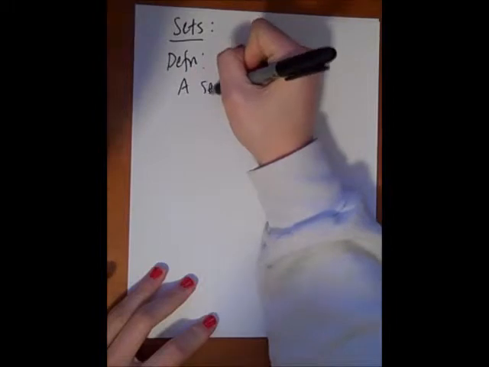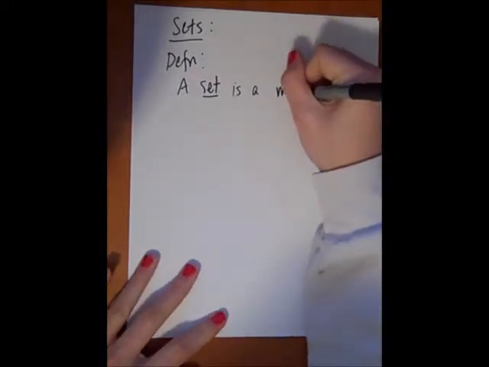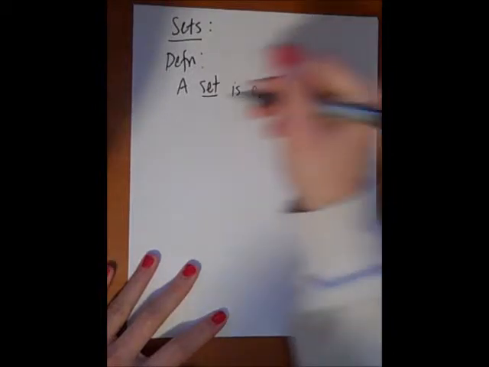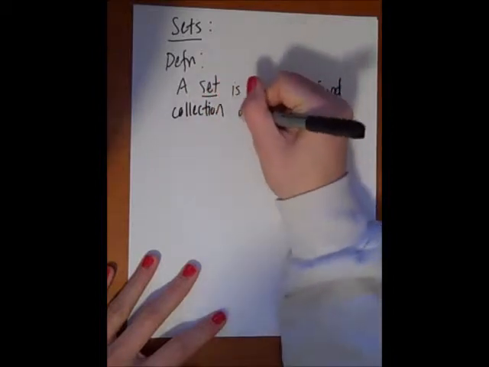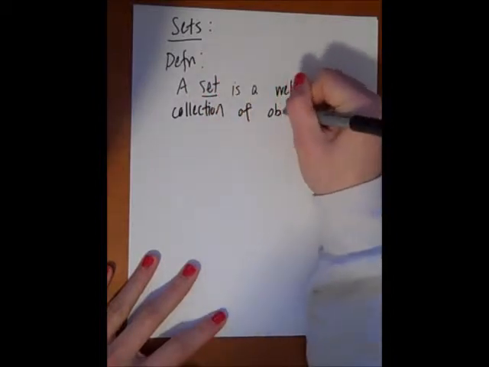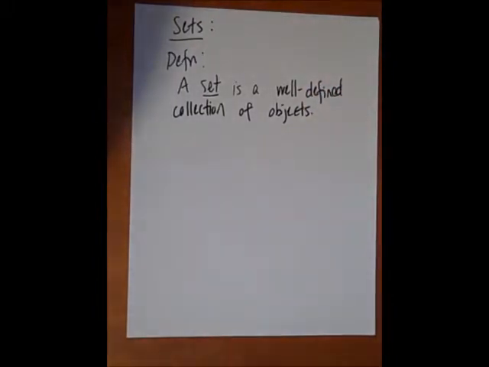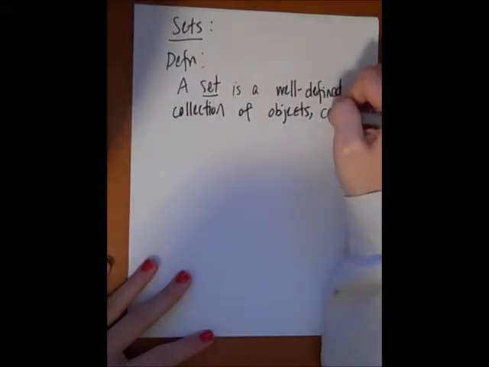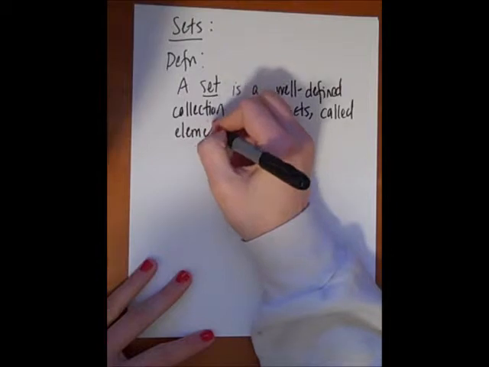A set is a well-defined collection of objects. These objects have a special name. These objects are called elements.